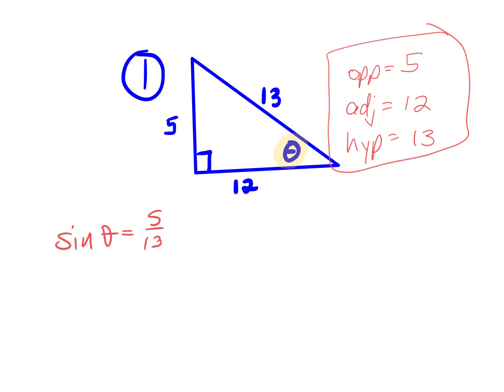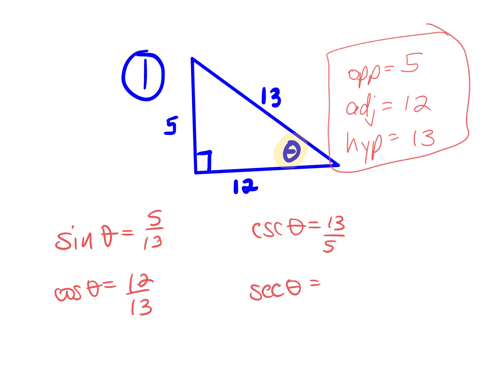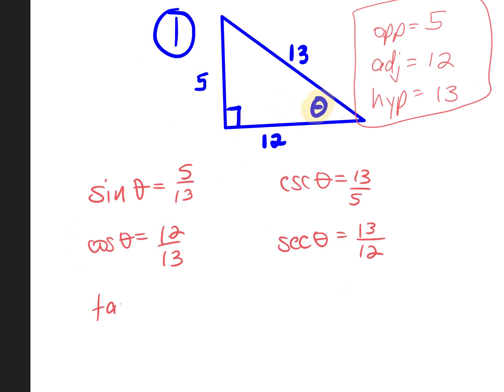Go ahead and get the reciprocal out of the way. The reciprocal of sine is cosecant. What's my answer going to be? 13 over 5. Good. So now we're going to go with the cosine. What's the cosine? 12 over 13. Okay. So then my reciprocal is secant. What is that? 13 over 12. Then I have my tangent, which is what? 5 over 12. So my cotangent is 12 over 5.